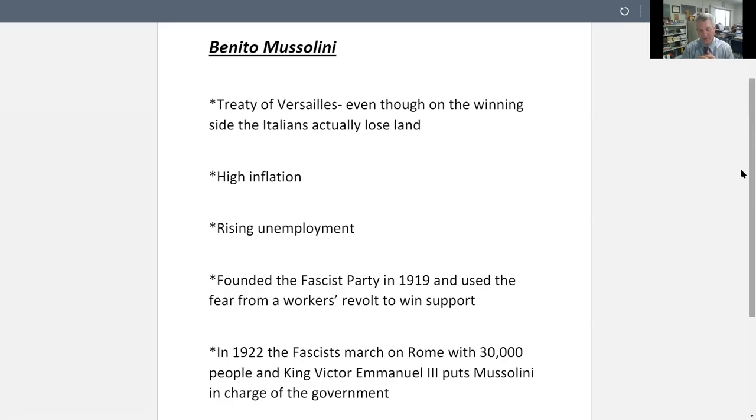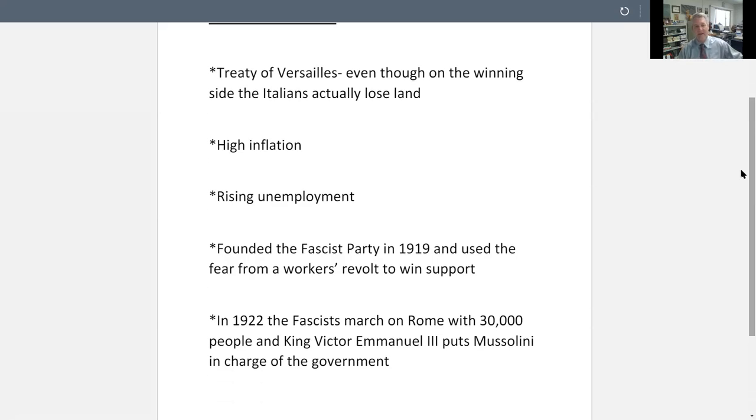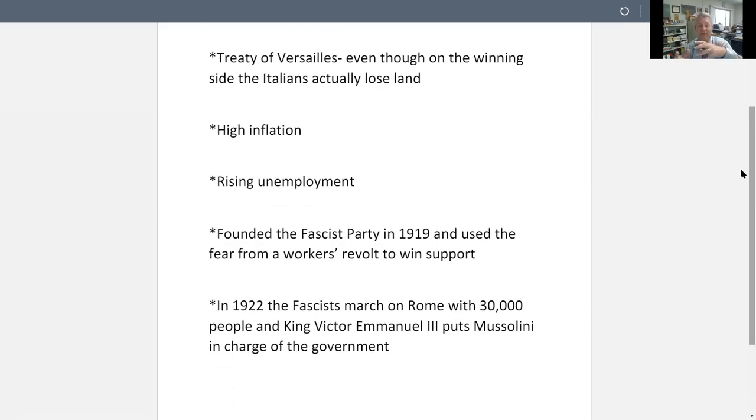There was also rising unemployment in Italy, and basically Mussolini founds what he calls the Fascist Party in 1919. He uses the fear from a workers' revolt to win more and more support throughout the country. In 1922, similar to what they did in Russia, right? He takes his fascists and that party and supporters, and they march on Rome with 30,000 people. When the king of Italy sees this, he basically puts Mussolini in charge of the government.